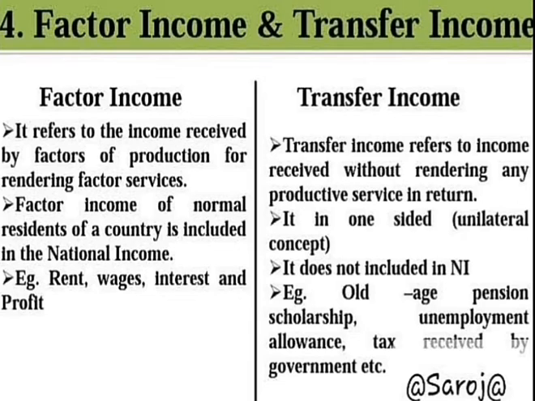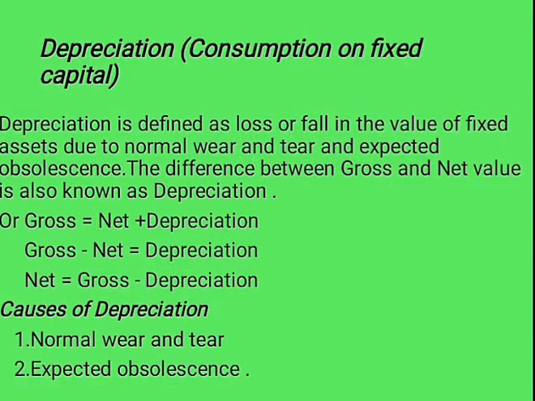Example: rent, wages, interest and profit. And if we talk about transfer income, it refers to income received without rendering any productive service in return. It is a unilateral concept. It is not included in the national income because it is not an earned income. Examples are old age pension, scholarship, unemployment allowance, and all types of allowance provided by the government to the individuals. So the next topic we have is depreciation.